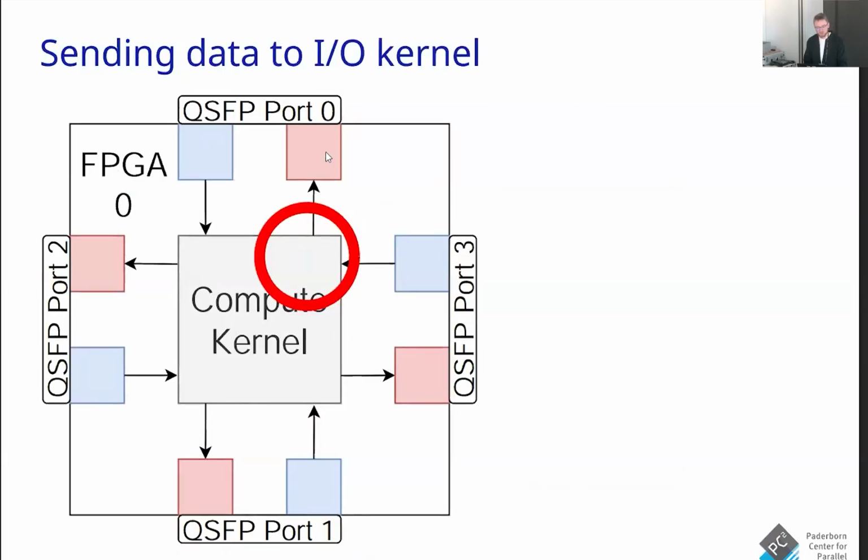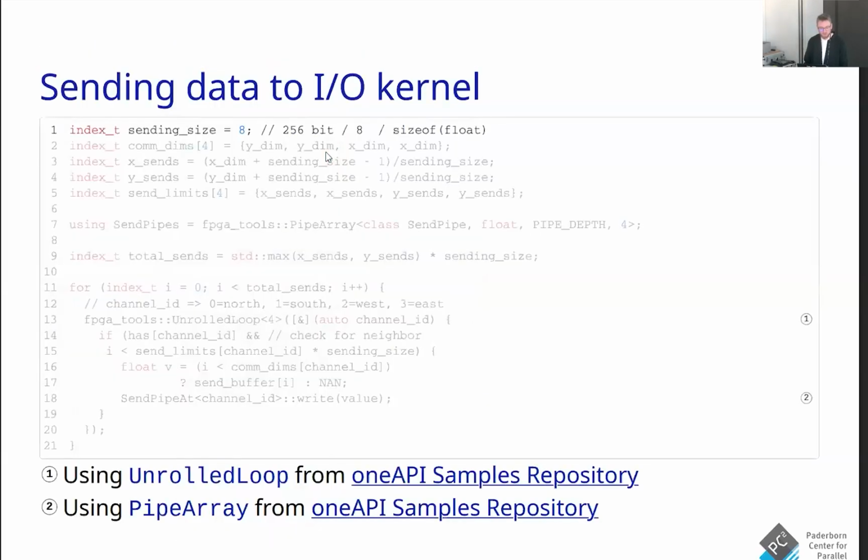So having a deeper look into the implementation. First of all, how does the data come from the compute kernel to the I/O kernel? The sending size is here 8, because we have 256 bit and we are calculating in floats, so we can send 8 floats in one go. Then we calculate how many sends we need in each direction.